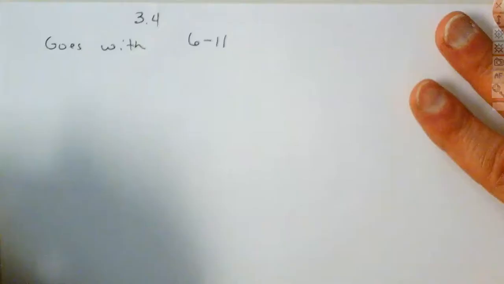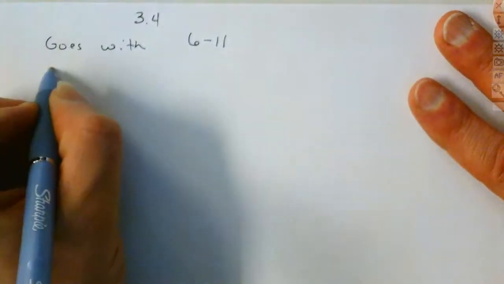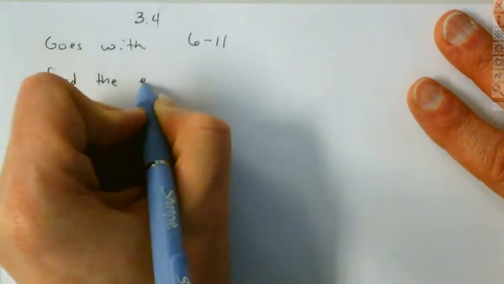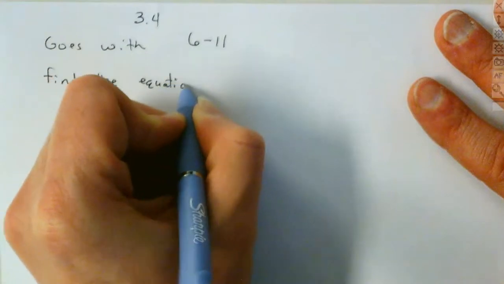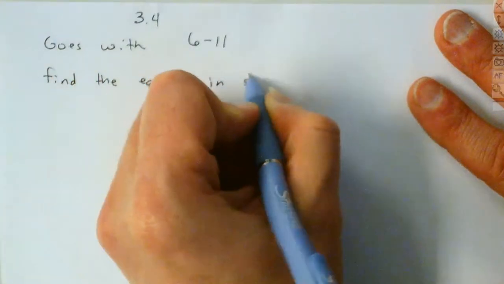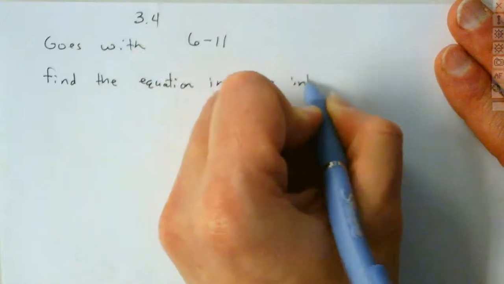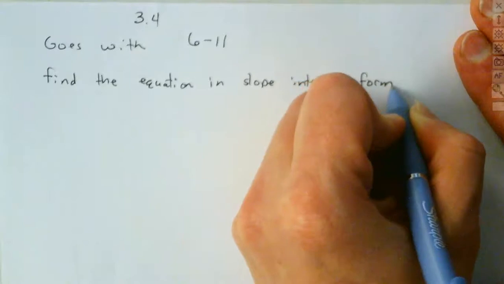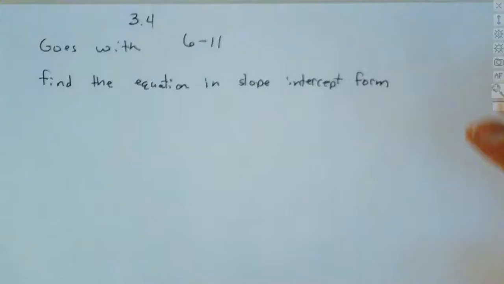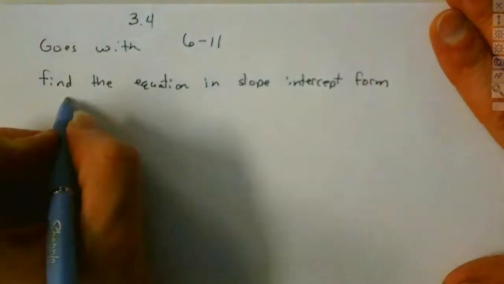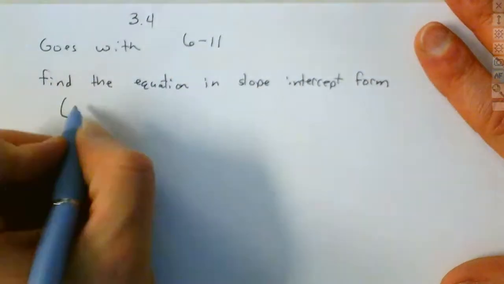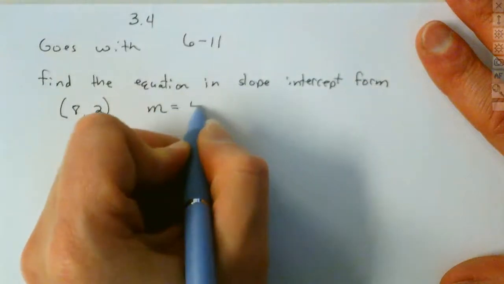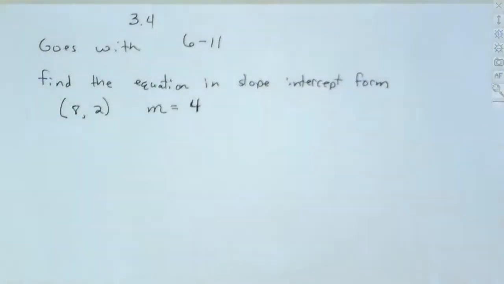I'm going to make up some, and we're going to work them out. And what we're going to be doing is finding the equation in slope-intercept form. I'm going to give you a point, and I'm going to give you a slope. And so we'll start off with this one.